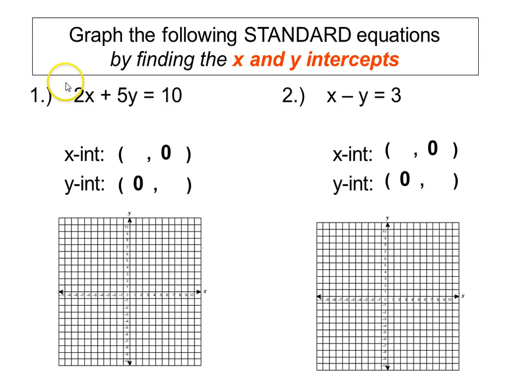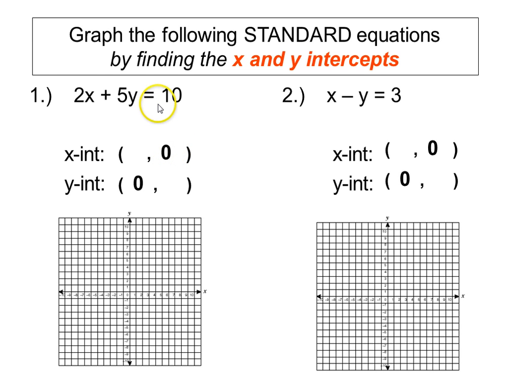And the one nice thing, really the only nice thing about standard form, is that you can find the x and y intercepts relatively easily. But we have to know a couple things about the x and y intercepts first. We have to know that an x-intercept is along the x-axis. And wherever the x-intercept is, the y value is automatically 0. That's what makes it an x-intercept, which is why I have a 0 in here.